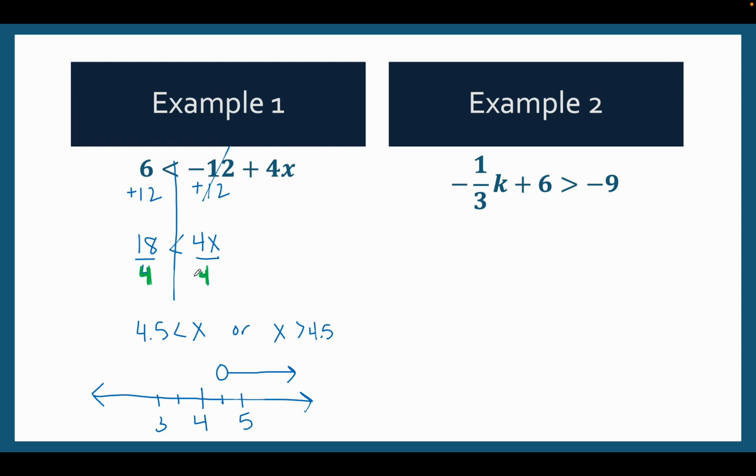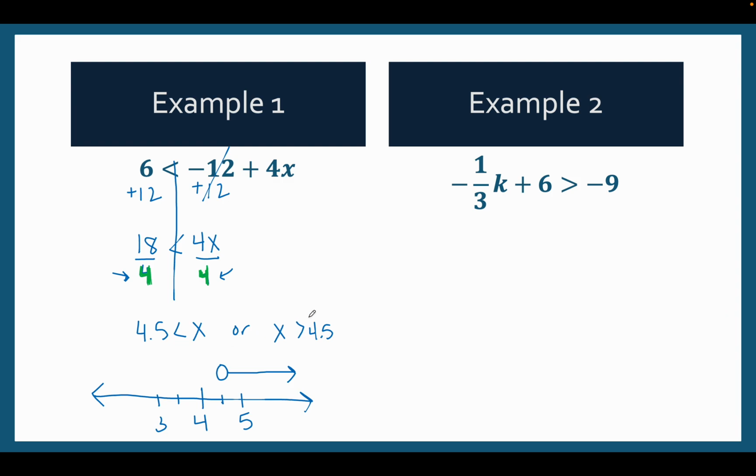We solve like normal. We just keep, instead of an equal sign, we keep our inequality sign. Since I divided both sides by a positive 4, I don't have to flip anything to keep the statement true, and we solve it and then graph it at the end.